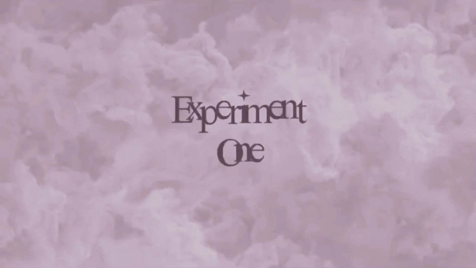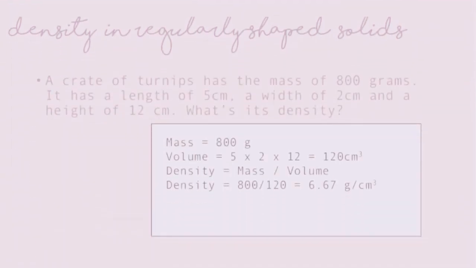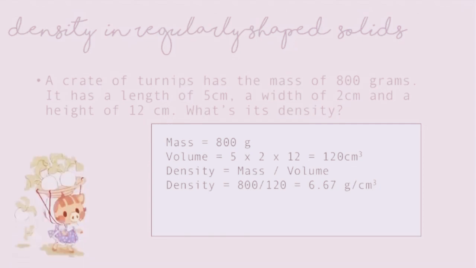In this video, we will be conducting a few experiments to show how exactly density works. In experiment 1, we will be calculating the density in regularly shaped solids. A crate of turnips has a mass of 800 grams. It has a length of 5 cm, a width of 2 cm, and a height of 12 cm. What is its density? The calculation is shown on the screen, so feel free to read it.